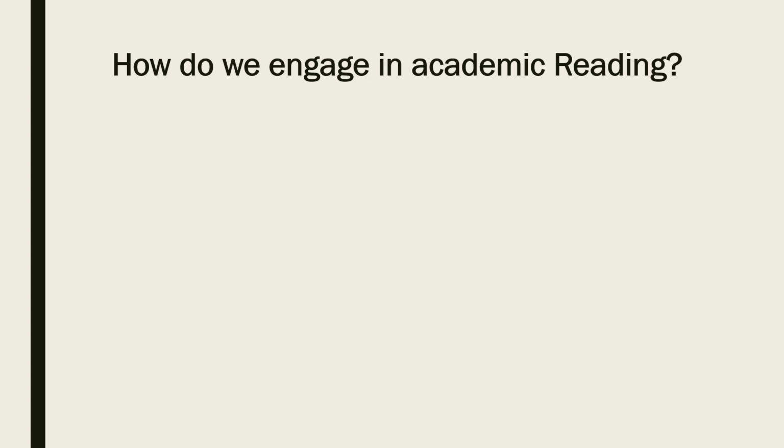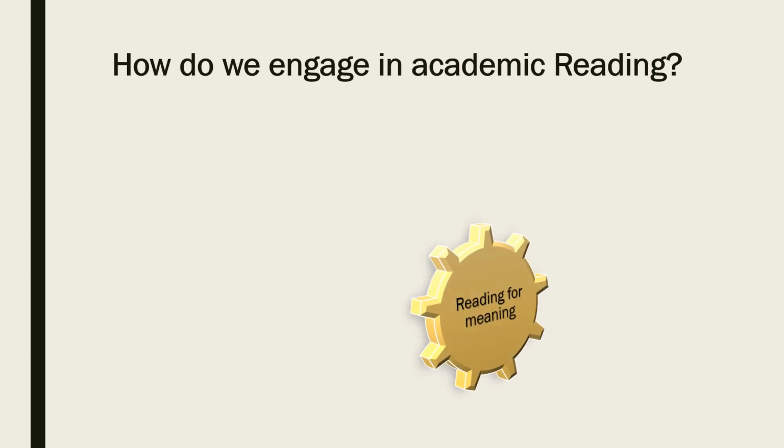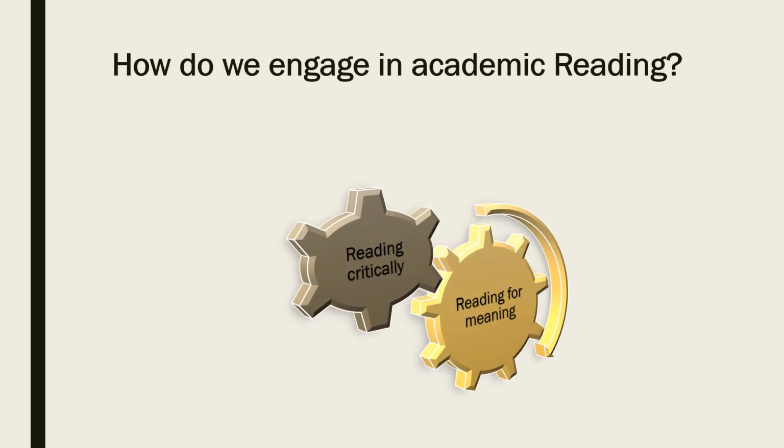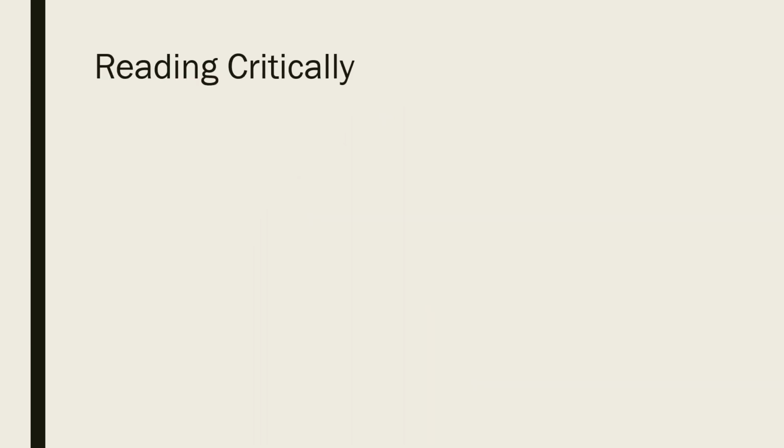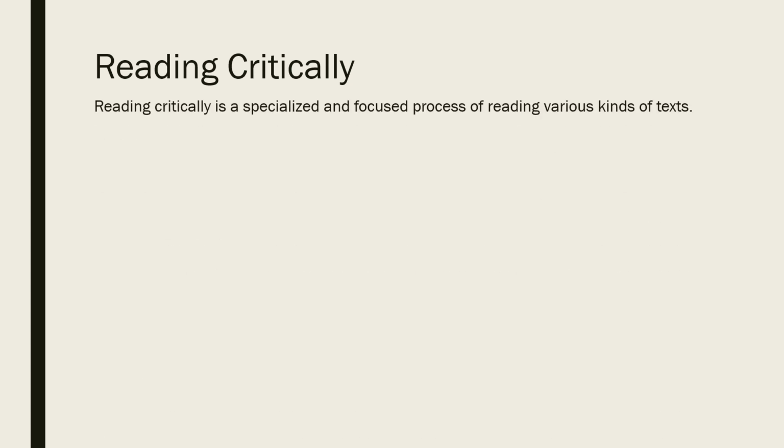So, how do we engage in academic reading? Academic reading is often synonymous with critical reading. So, it therefore requires us to read for meaning, read critically, and to read like a writer. So, what does this all mean? Let us try to unpack this. As I mentioned earlier, academic reading requires us to read critically. It is a specialized and focused process of reading various kinds of texts and often requires much time and concentration.